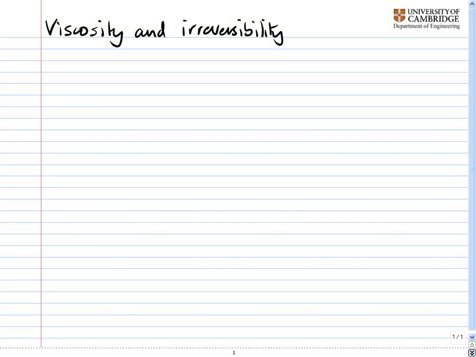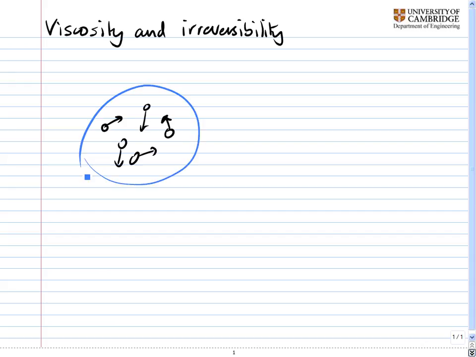Now I want to think a bit more about viscosity and irreversibility, disordered motion and ordered motion, and this is more of a descriptive little note rather than anything more formal. Let's zoom in on a gas, and we know we've got lots of molecules zooming around at lots of different speeds in lots of different directions, and we take a sort of clump of those and we average over those to get an average velocity.